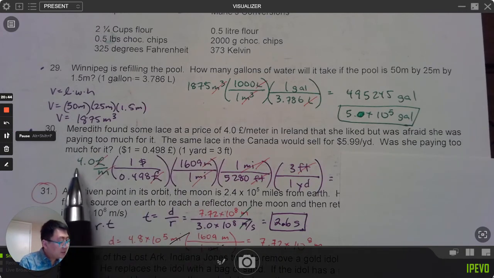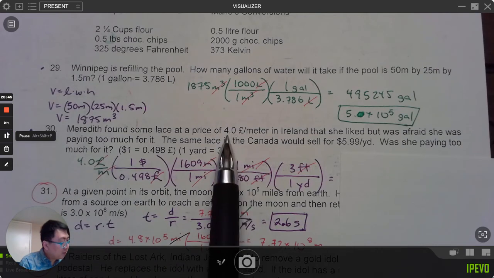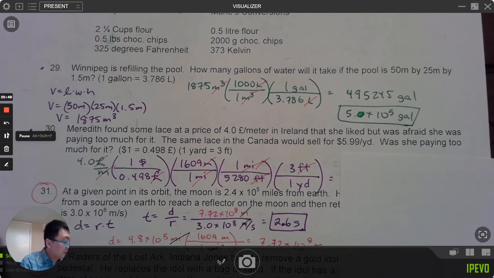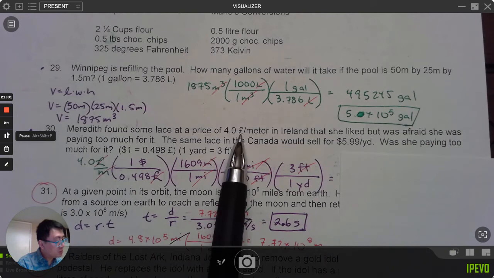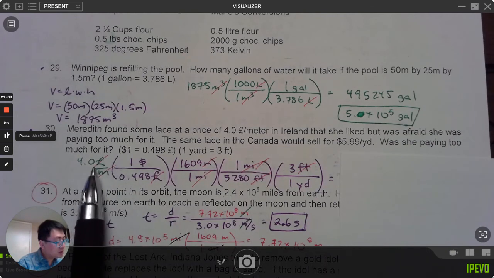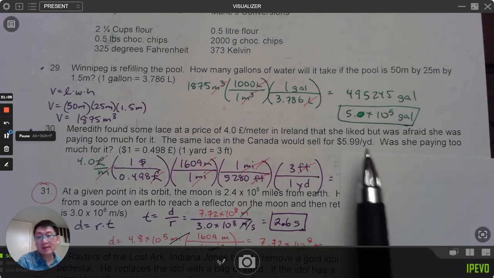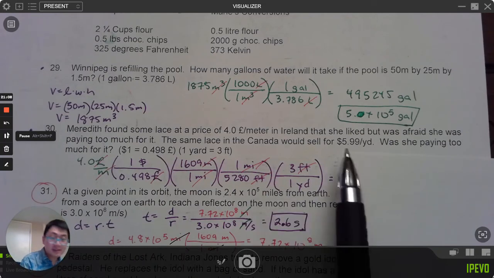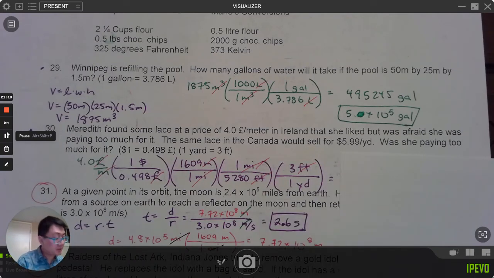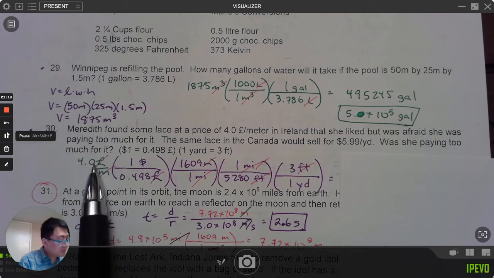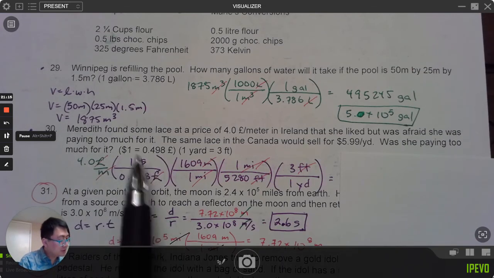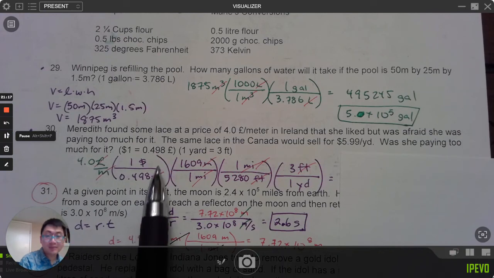So what I did was I converted my 4 pounds per meter into dollars per yard, so I can compare: is it more or less than $5.99? If it's more than $5.99, then it was overpriced. And if it's less than $5.99, then obviously she got a bargain. So first step, change pounds to dollars, and it was given 0.498 pounds is a dollar.